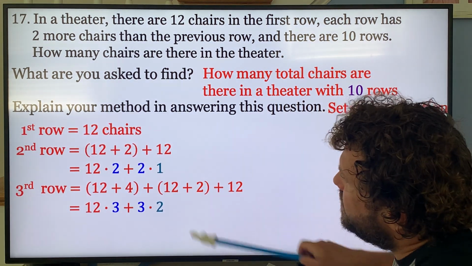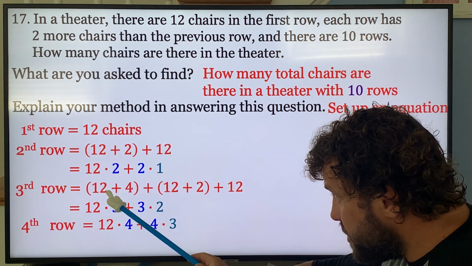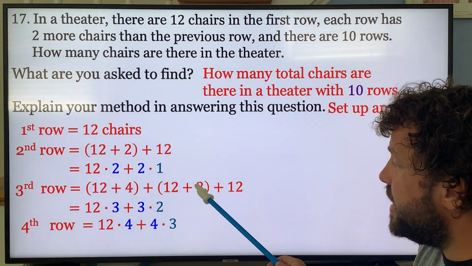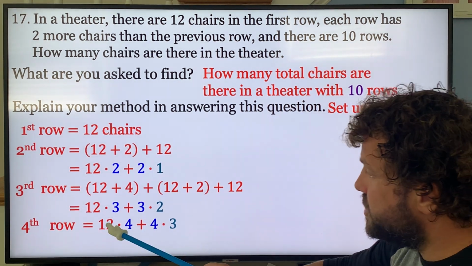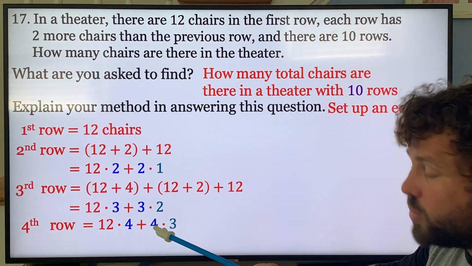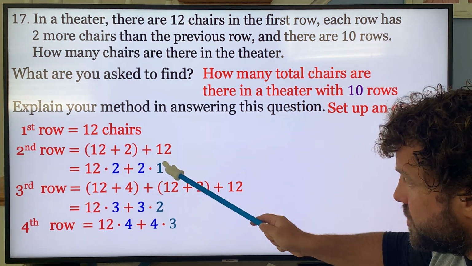So now I have a 1, I have a 2. I'm looking for combos here. Fourth row, 12 plus 6. So 6 plus 4 plus 2 is, in my head, 12. So I did 12 times 4, because there's 12 rows, each row has 12 seats, and then I try to see how 4 fits in, because it's my n, that's 3. Look at this, 1, 2, 3.